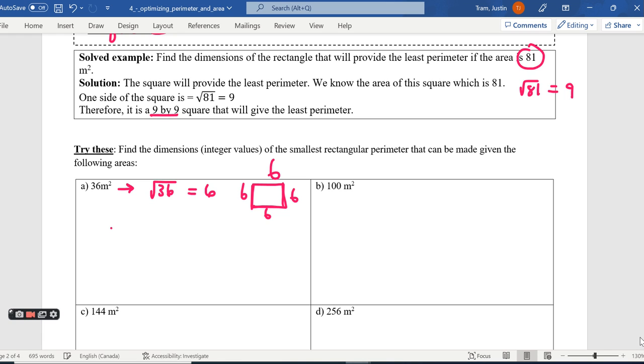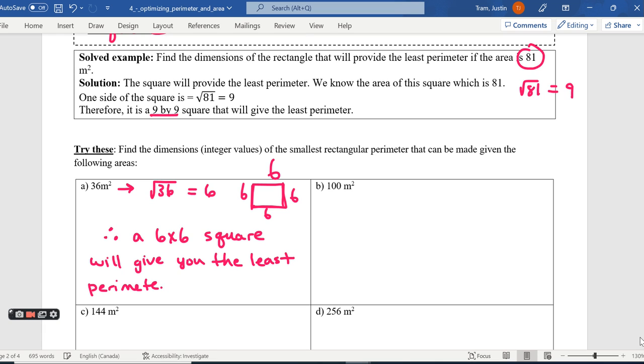Therefore, a 6 by 6 square will give you the least perimeter. What would the perimeter be? 6 plus 6 is 12, times 2 is 24 meters. Therefore, a 6 by 6 square will give you the least perimeter of 24 meters. 6 plus 6 plus 6 plus 6 is 24.